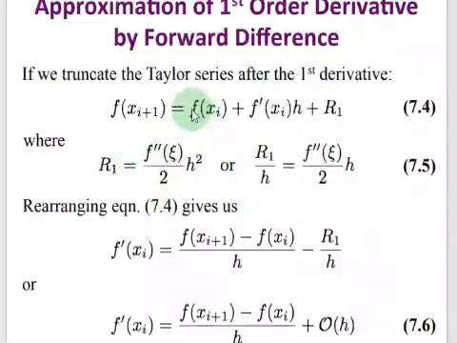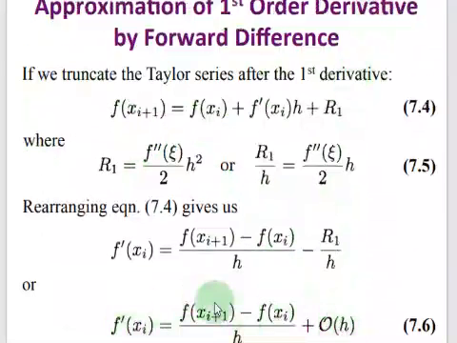So when you rearrange this, you can take this term to the other side and divide the whole equation through by h. Then you get this one here. This one is the approximation and this one is the error. So the error of the forward difference approximation of this first order derivative is proportional to the step size h, right?